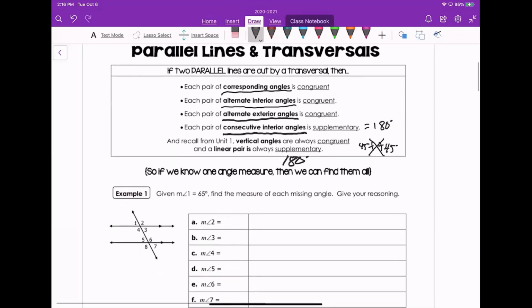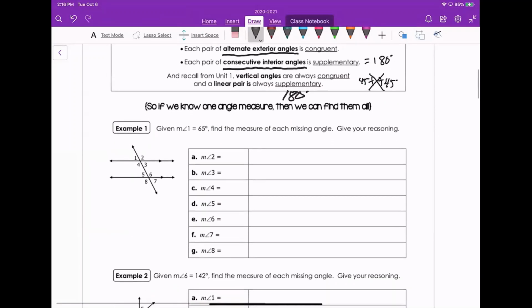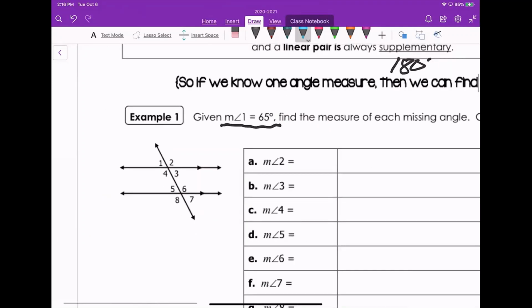So here, I'm going to go through the video and hopefully you guys understand, right? So given measure of angle 1 equals 65 degrees. So we're looking at measure of angle 1. Now, measure of angle 1 is equal to, let me zoom in, 65 degrees. Now what I know about vertical angles is that angle 1 and angle 3 are the same. So angle 3 is 65 degrees.